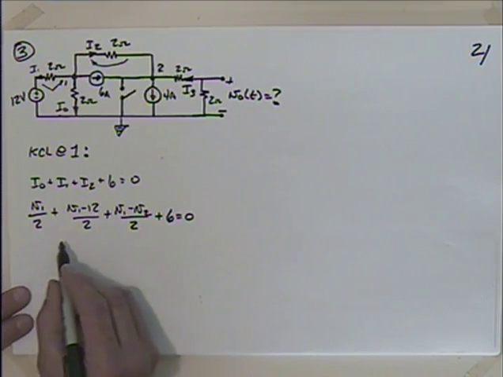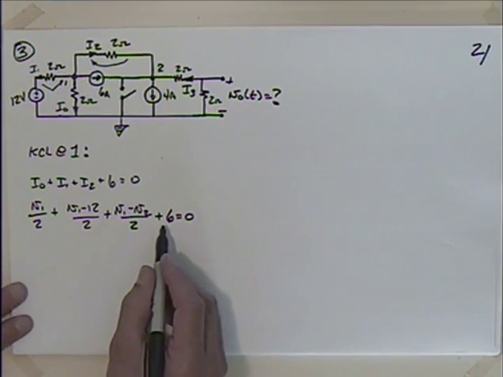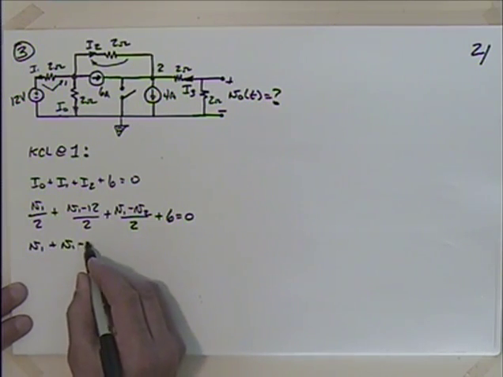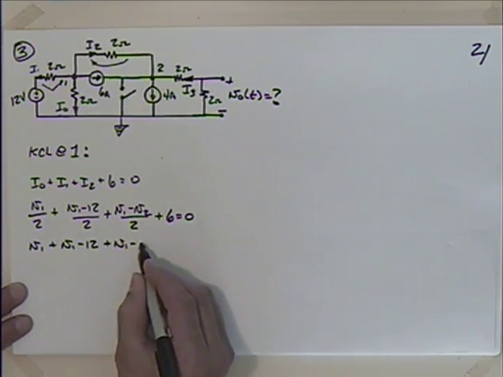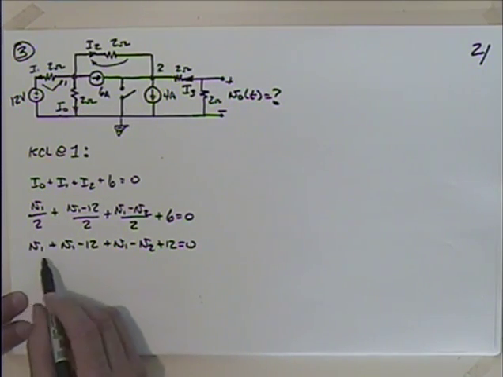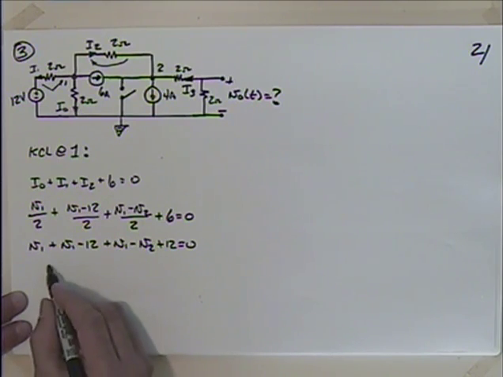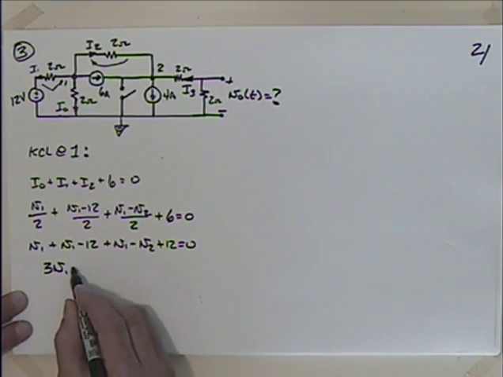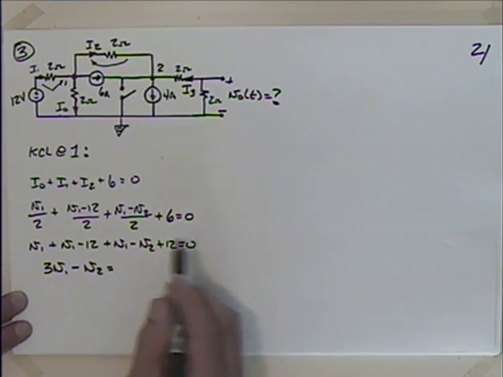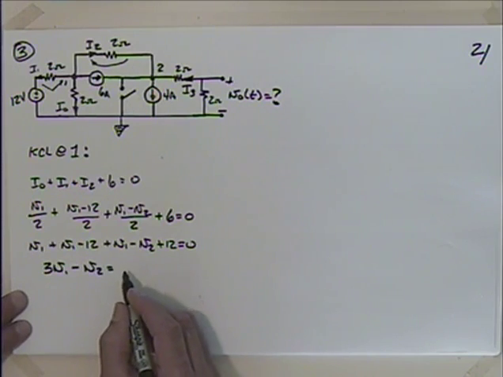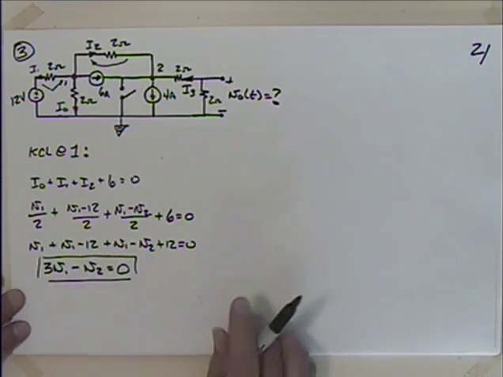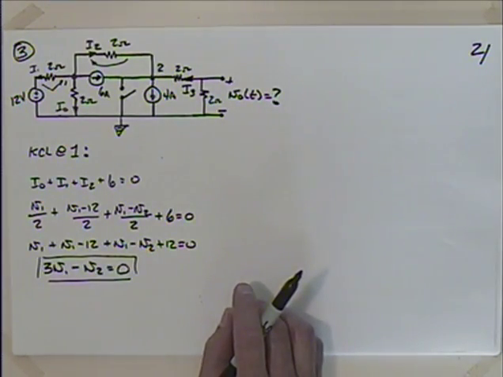So let's see. I could multiply everything by 2. So I have V1 plus V1 minus 12 plus V1 minus V2 plus 12 is equal to 0. How many V1s do I have? 1, 2, 3. 3 V1 minus V2 is equal to, let's see, I had a plus 12 and a minus 12, so that's equal to 0, isn't it? So nice little equation, but still 2 unknowns. 3V1 minus V2 is equal to 0.